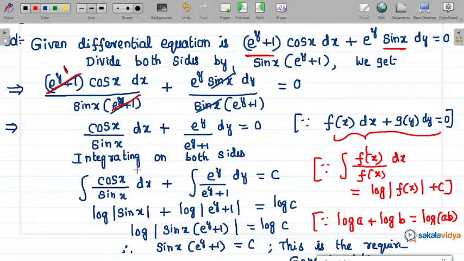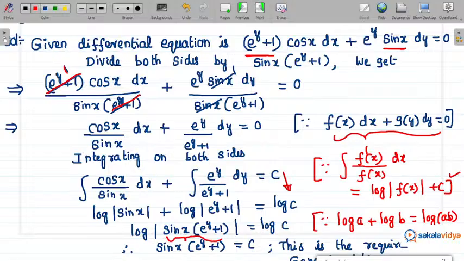Now, integrating on both sides, integral of cos x by sin x dx plus integral of e power y by e power y plus 1 dy is equal to c. Cos x is the derivative of sin x, so f dash x by f of x dx gives log f of x, using this formula: log mod sin x plus, similarly, e power y plus 1 derivative is e power y, so log mod e power y plus 1. c can be written in the form of log c. Log a plus log b is equal to log of ab, so log of mod sin x into e power y plus 1 is equal to log c.